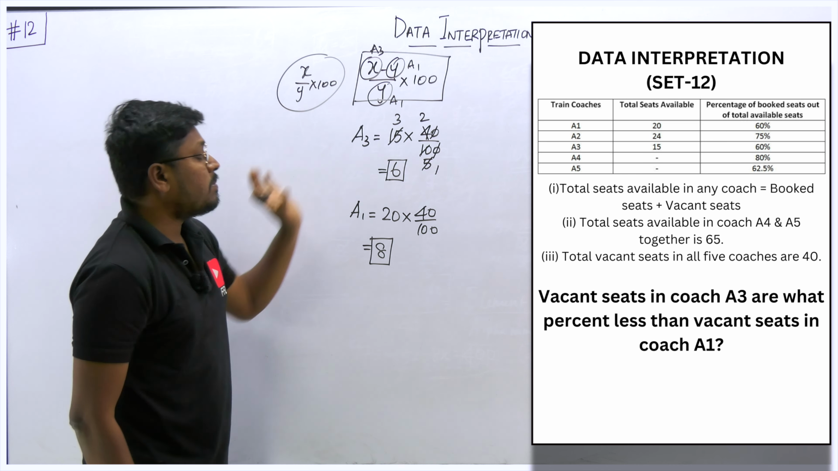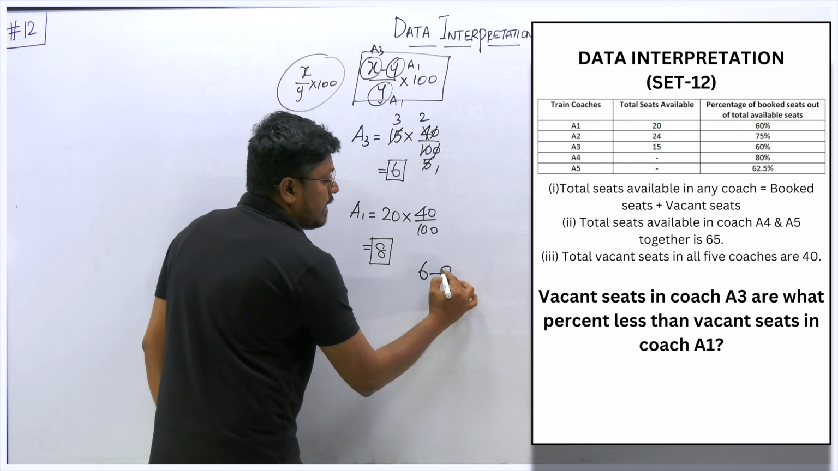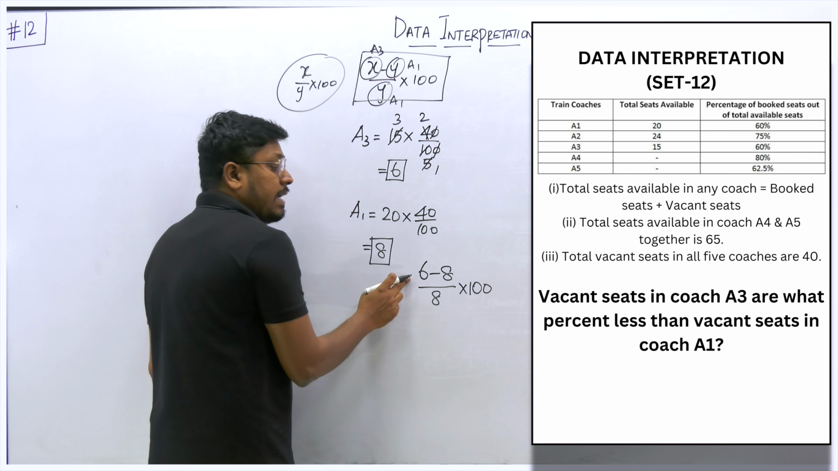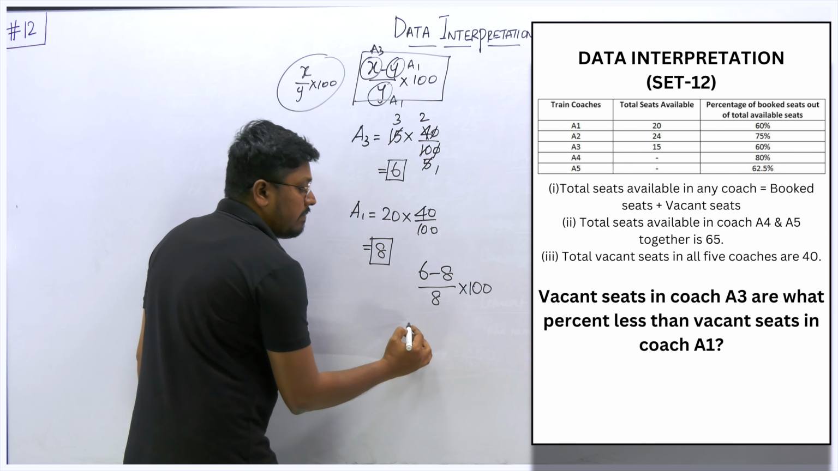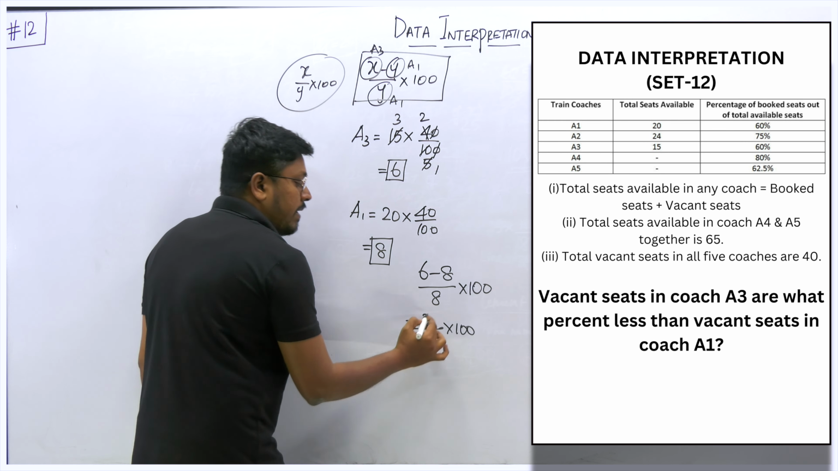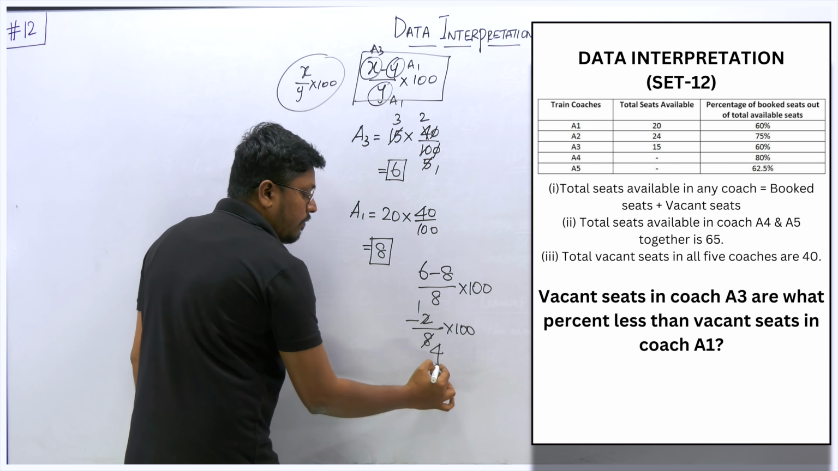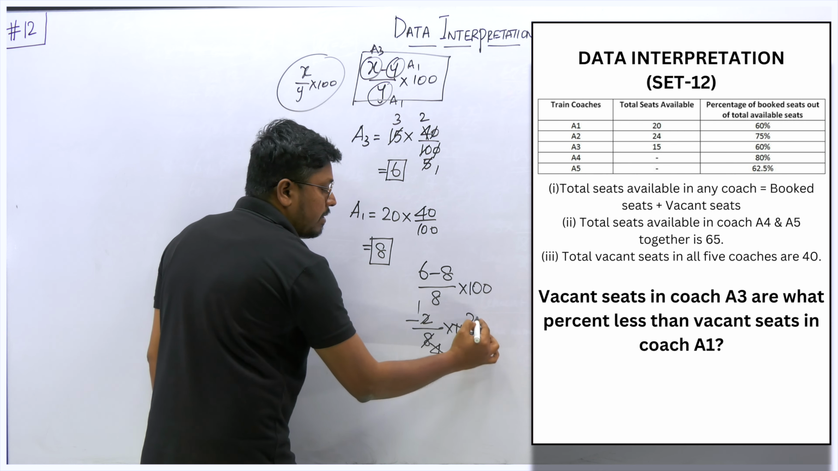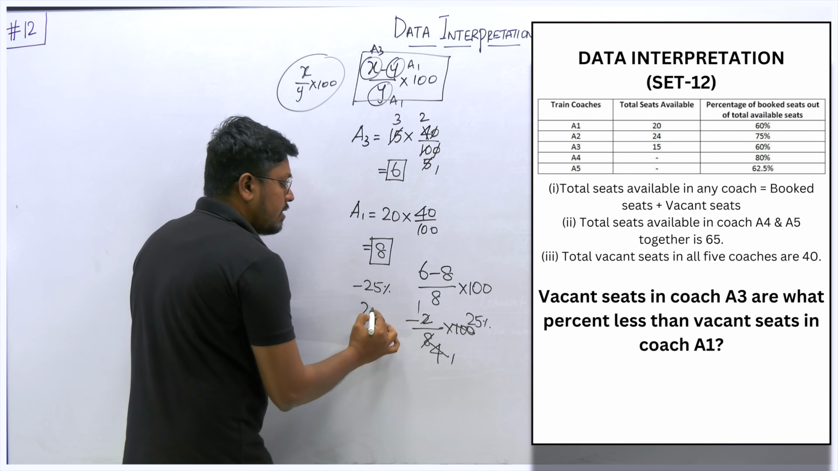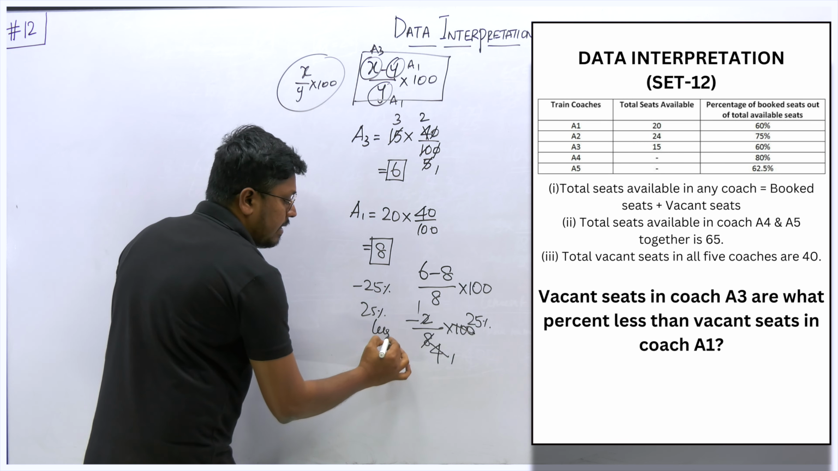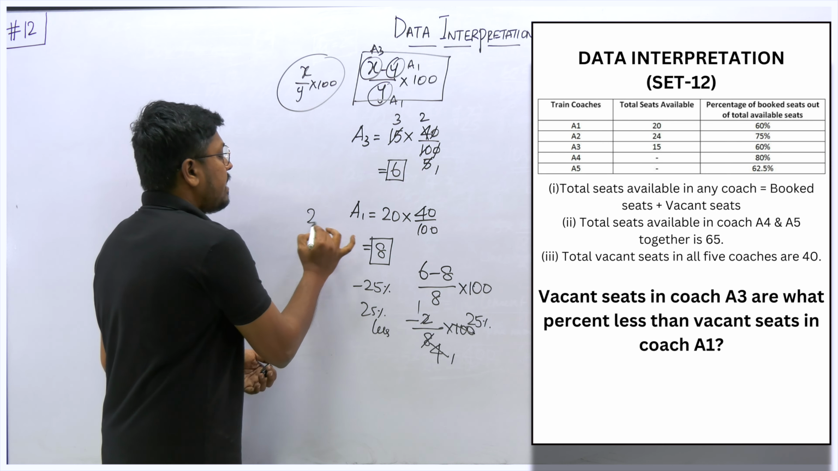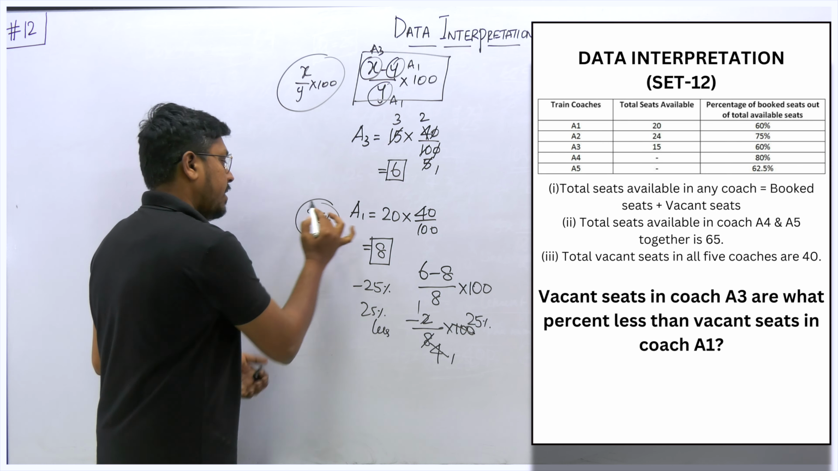So now we need to substitute in the formula, that is 6 minus 8 divided by 8 into 100. Just now I told you we will get the answer in negative. 6 minus 8 will be minus 2 divided by 8 into 100. So we can cancel 2, this will be 4 times, so 25%. So the answer will be minus 25%, or else 25% less. In the question itself, they have asked what percentage less, so we can say the answer will be only 25%.